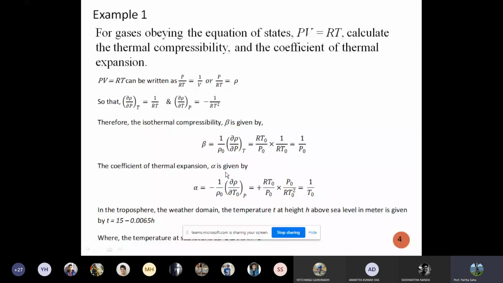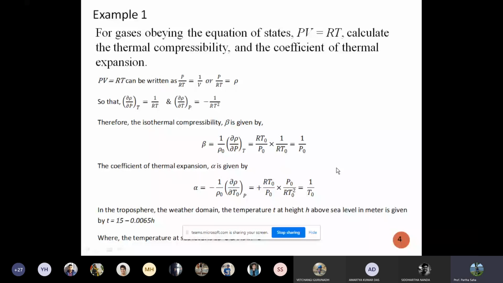Similarly, the coefficient of thermal expansion can be given by alpha. Alpha is minus 1 over rho naught del rho by del T at constant P. Here 1 over rho naught is RT naught over P naught, and this term is P naught by RT naught whole squared, and this becomes 1 over T naught.